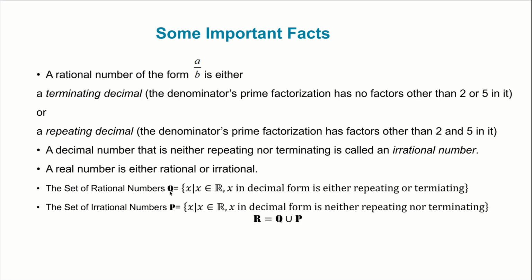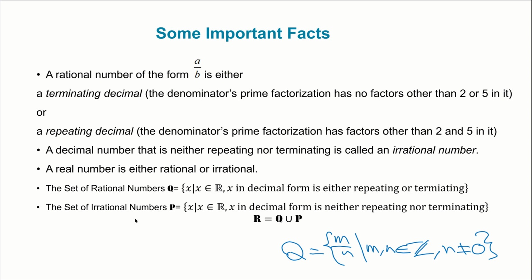The set of rational numbers we've already seen, which we call Q, can be written also in this way. We've already seen this definition for the set of rational numbers. Q is equal to all fractions of the form m over n, such that m and n both belong to the set of integers, and n does not equal 0. Well, with our new understanding, we can also write the set of rational numbers in this way. The set of all x such that x belongs to the set of real numbers, and x in decimal form is either repeating or terminating.